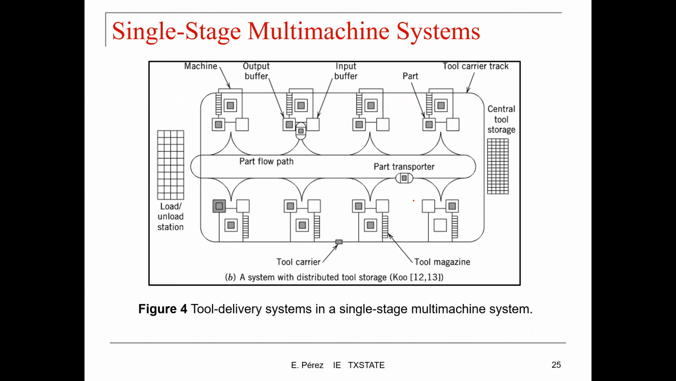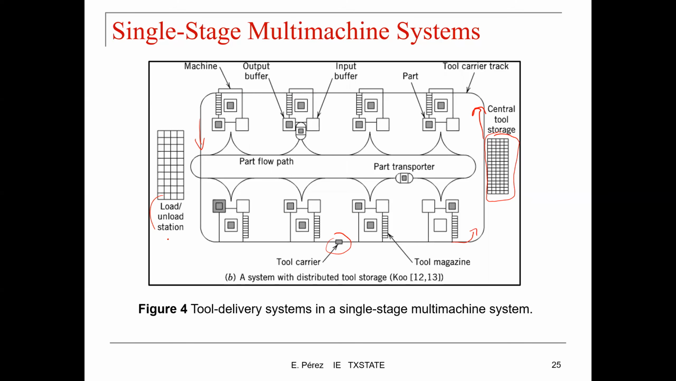In figure 4, we have a tool delivery system in a single-stage multi-machine system. So this is a system with a distributed tool storage. So here's the central tool storage area. And we have the tool carrier right here, which is moving around the system and delivering those tools as needed.